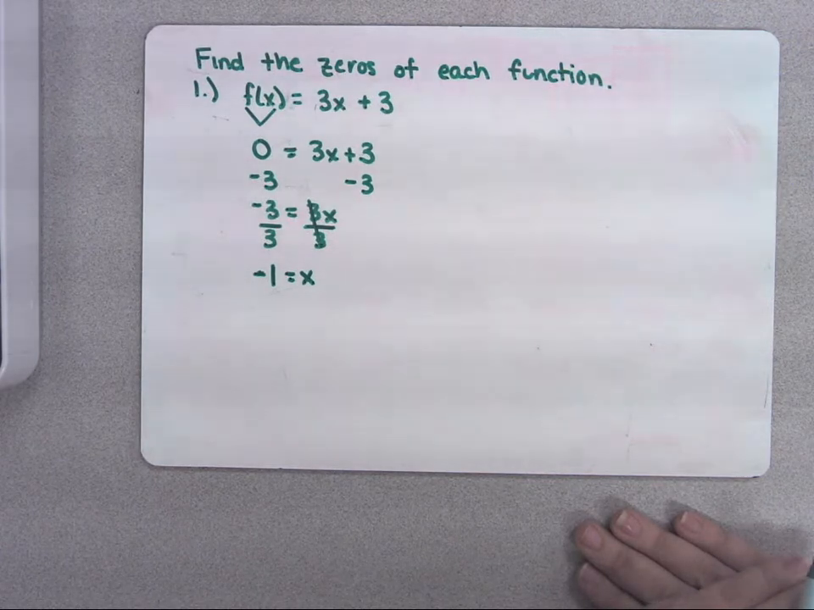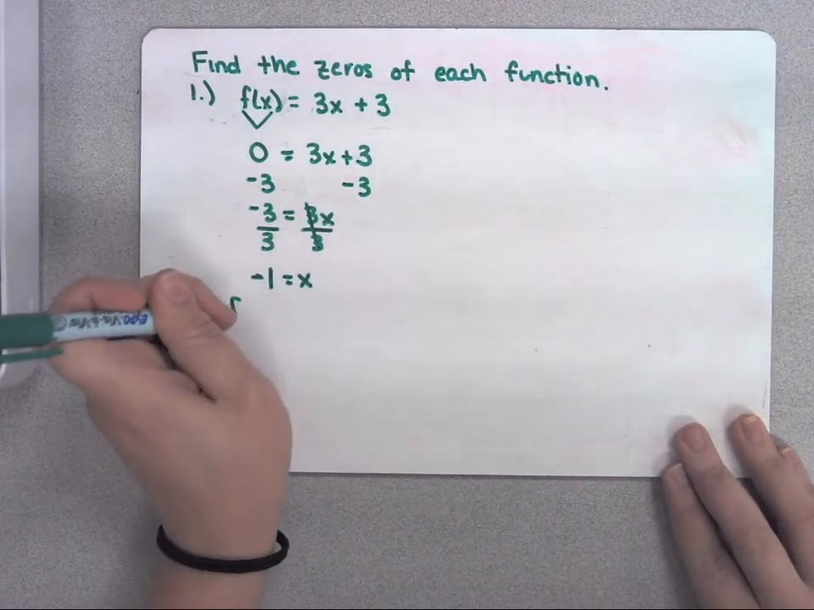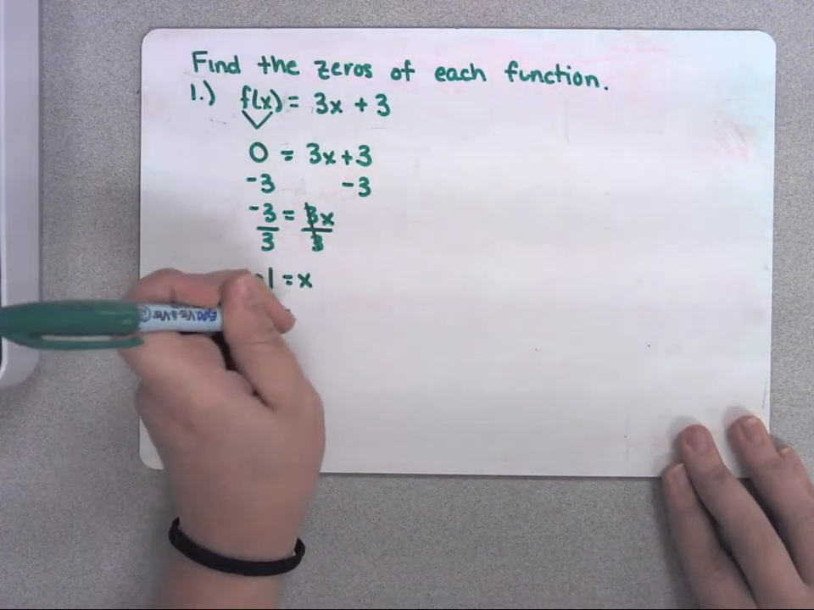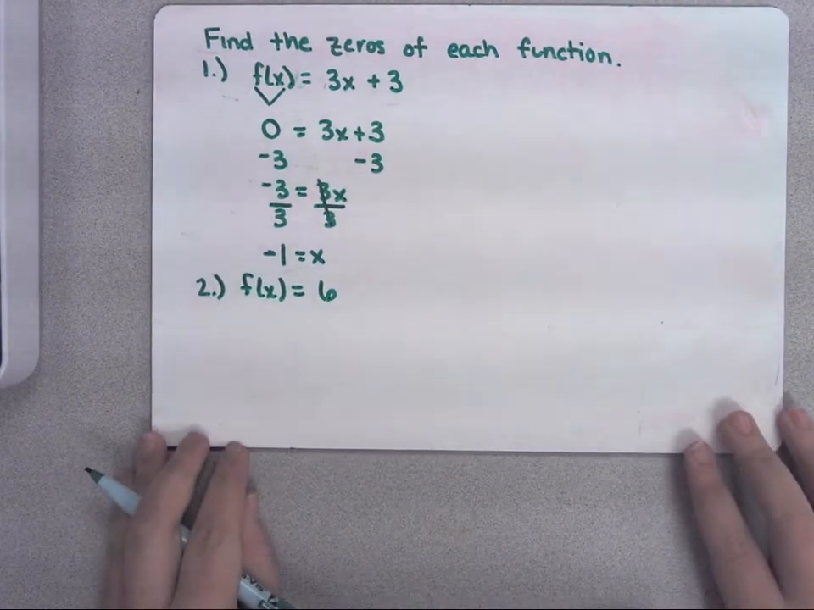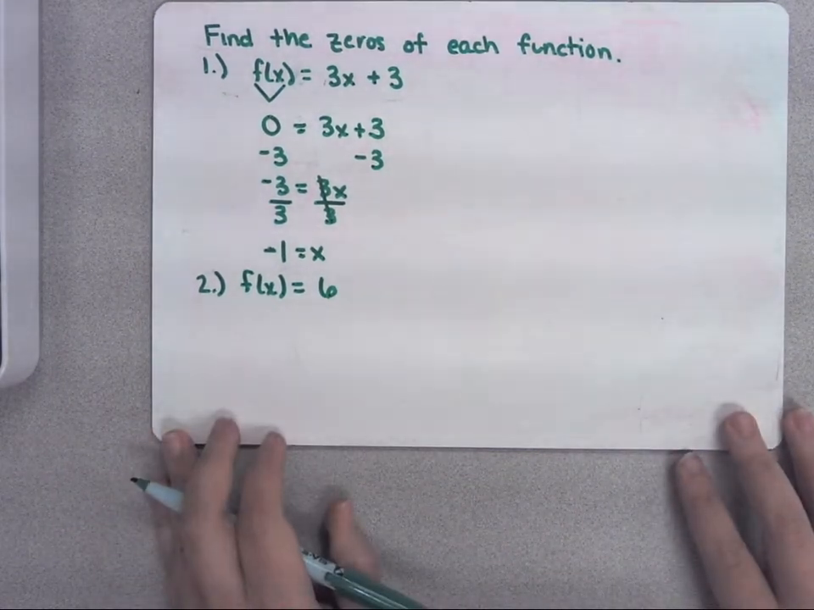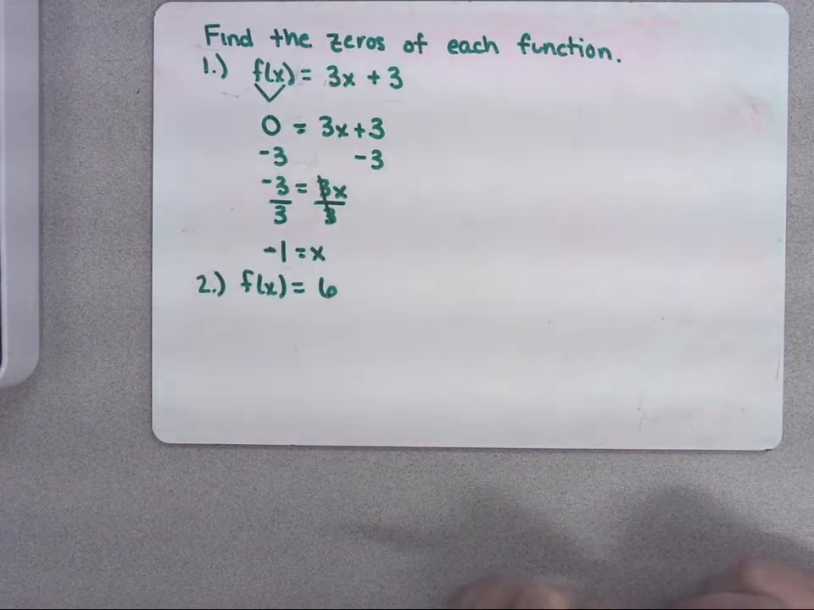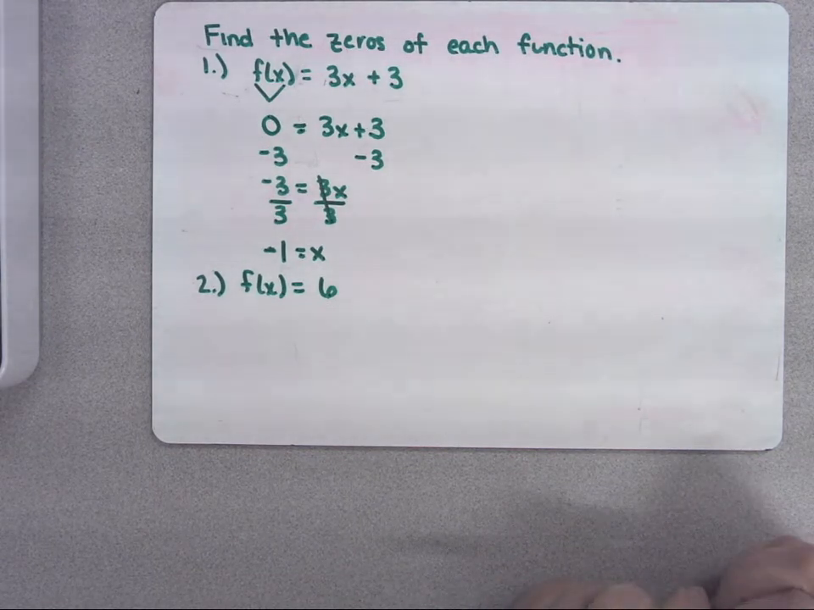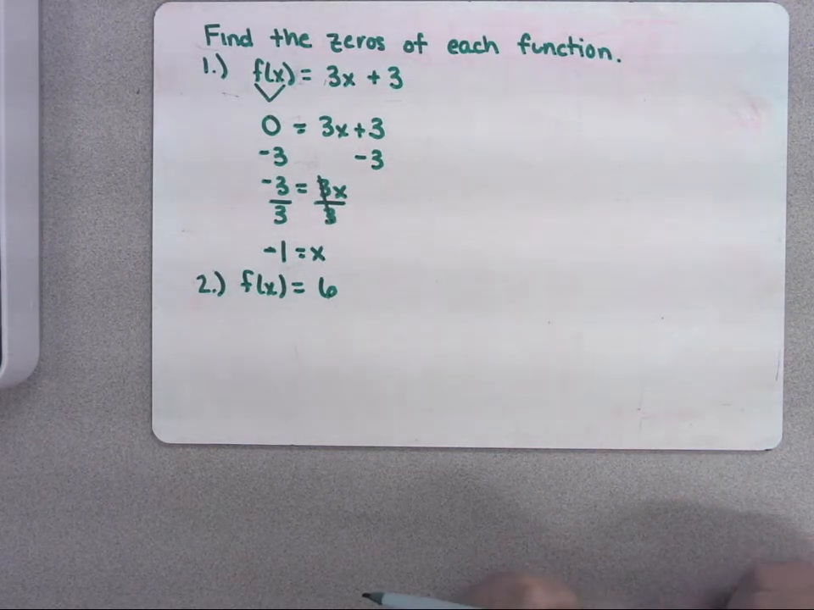Pretty easy. What about this guy? F of x equals 6. That's my equation. That's all I've got. What's different or wrong in your opinion about this equation?